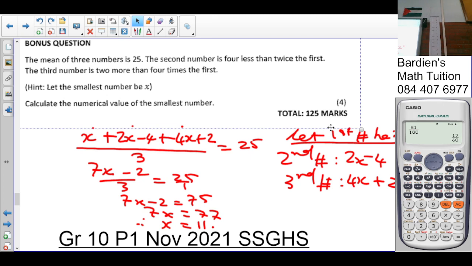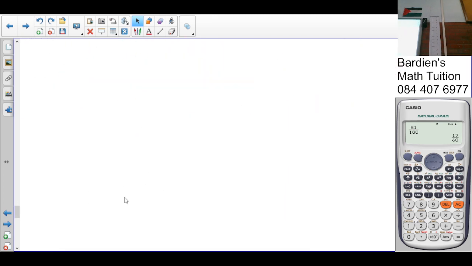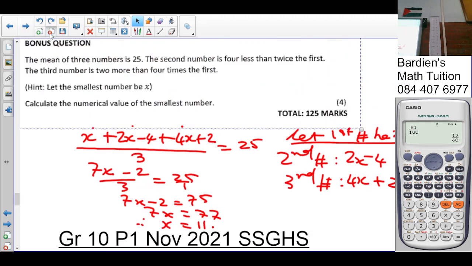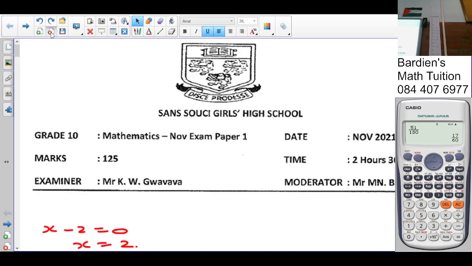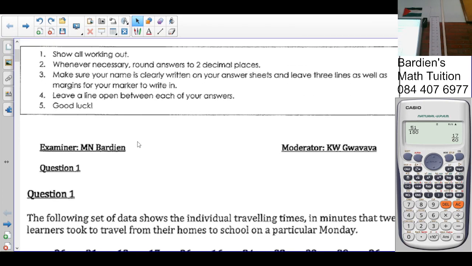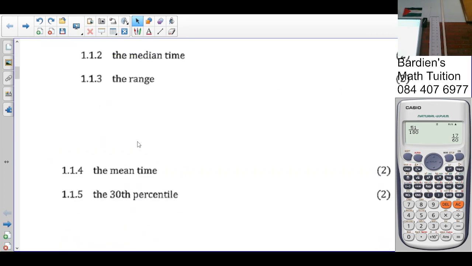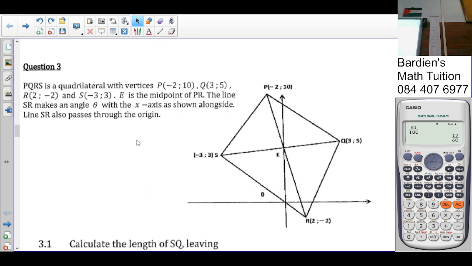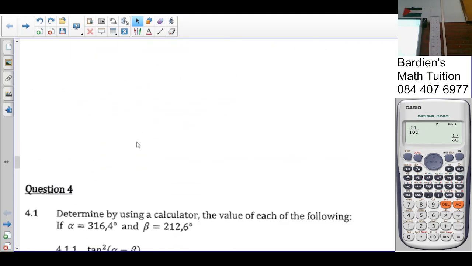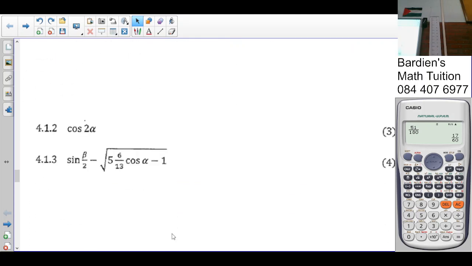Right, so that basically brings us to the end of paper 1. Okay, I've printed you the answer book to this paper. Alright, so I expect the first half of the paper to be done on Monday. Okay.